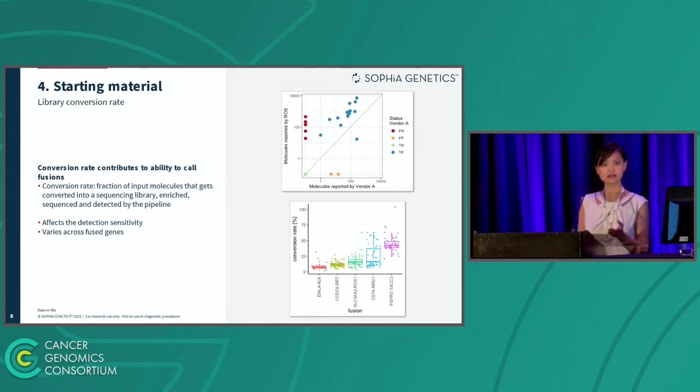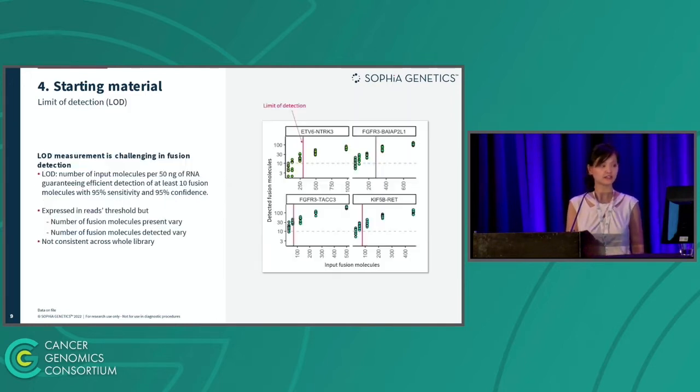In the graph on top, it illustrates this point. Basically, if you can have a higher library conversion rate, then you would have more molecules detected and you would have a higher sensitivity. Another point about library conversion rate that you can see on the bottom graph, in our development of our assay, we've observed that the conversion rate is different between different fusion events. So we're still investigating the source of this variability, but just be aware that it exists, and therefore it has an effect when we talk about limit of detection.